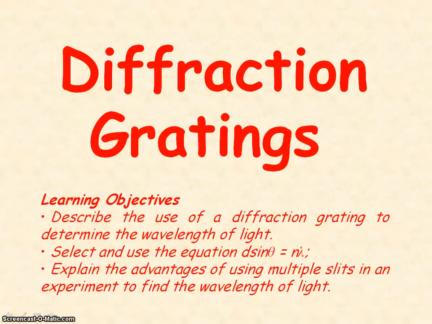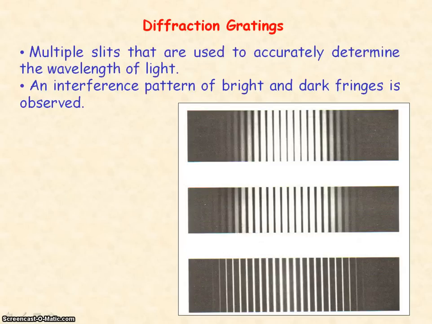We're going to be looking at diffraction gratings. Diffraction gratings are multiple slits that are used to accurately determine the wavelength of light. So the light that passes through the multiple slits interfere with each other to produce a pattern of bright and dark fringes.